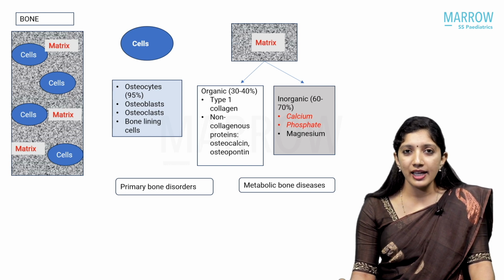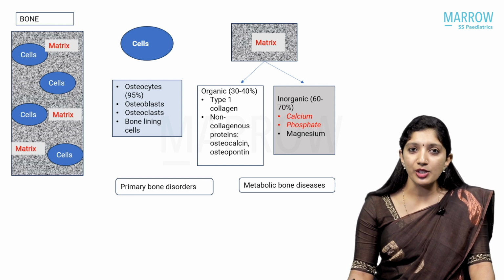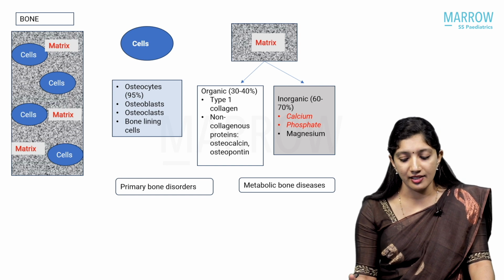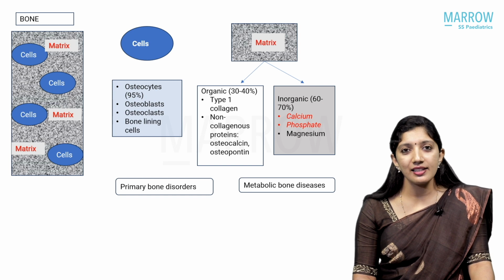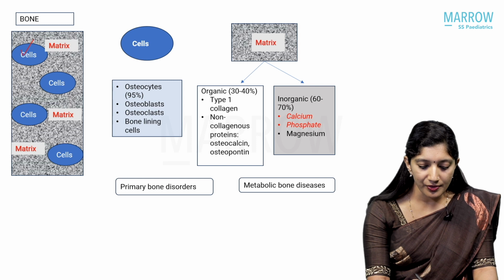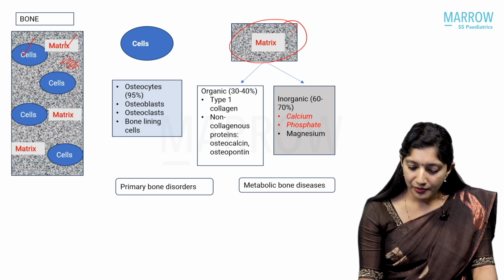Bone is made up of three major components. One is the cells. The cells constitute the osteoblast, the osteoclast, the osteocytes, and the bone lining cells. And it also has a matrix. The matrix consists of an organic part and an inorganic part. So this is the bone which is composed of cells as well as the matrix. The matrix is here. And this matrix again consists of an organic part and an inorganic part.